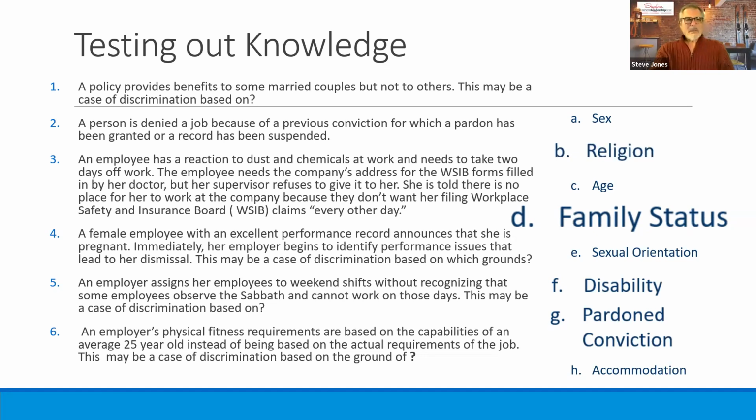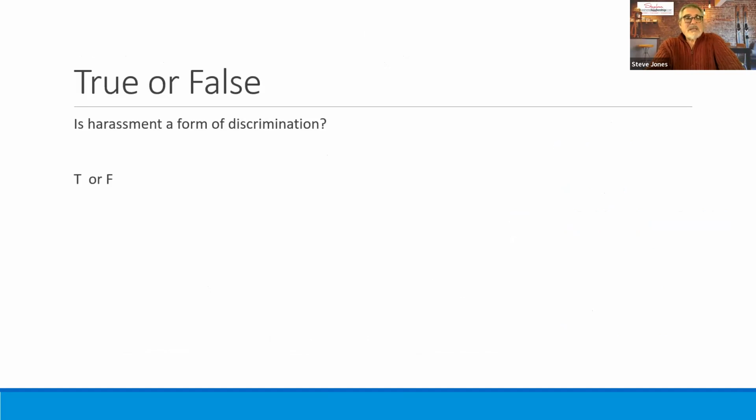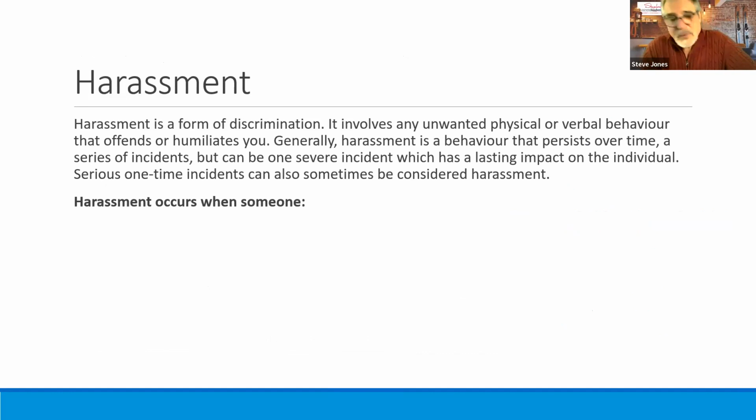That was religion. An employer's physical fitness requirements are based on the capabilities of an average 25-year-old instead of being based upon the actual requirements of the job. So I don't know what the physical attributes of the average 25-year-old are, but it's starting to make it sound like it's age. It could be disability, it could be age, but it's not based upon the job. Is harassment a form of discrimination? I already told you that. The answer is yes.